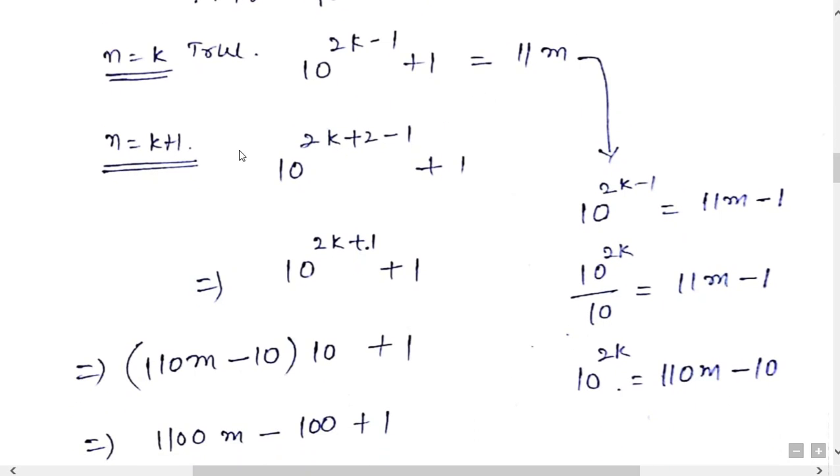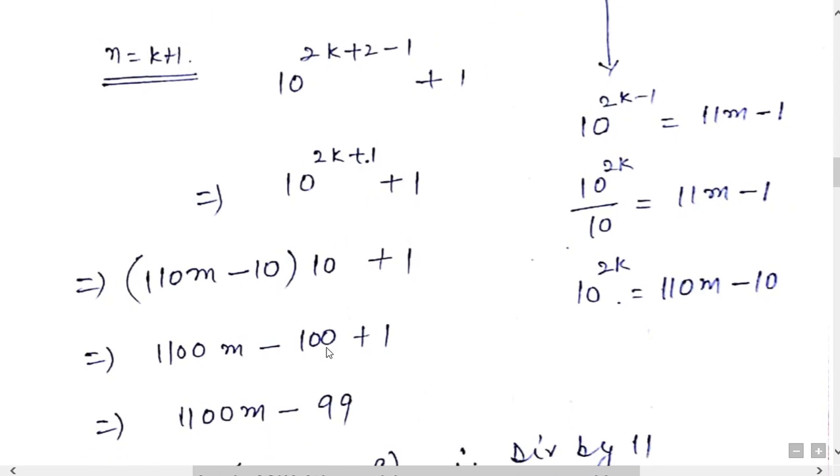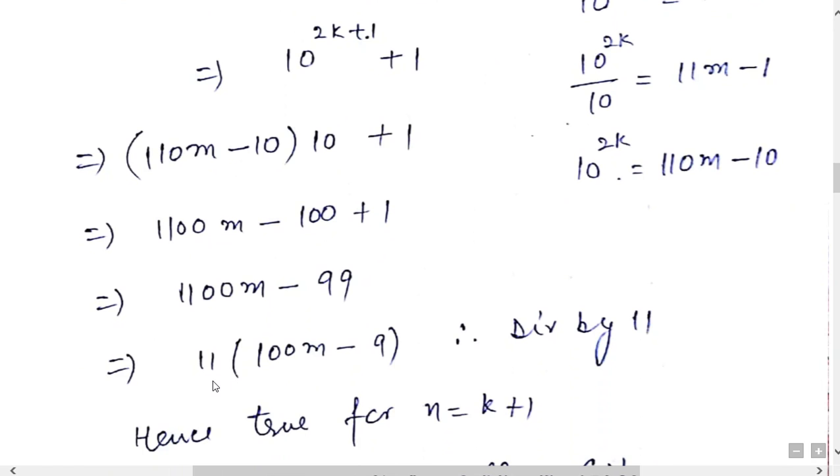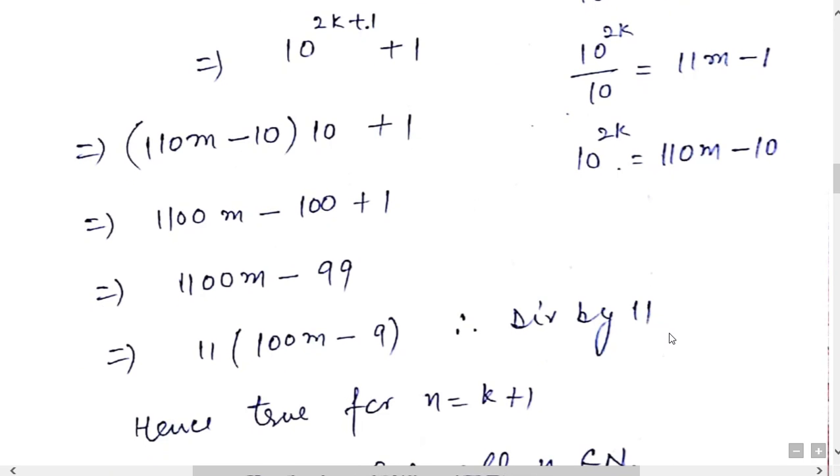Now insert k plus 1. It's 2k plus 2 minus 1. It can be written as 2k plus 1. Now 10 raised to power 2k can be written as 110m minus 10 and 10 raised to power 1 as it is. Then multiply this value. Minus 100 plus 1, it is minus 99. You can take 11 common, means the answer is divisible by 11.